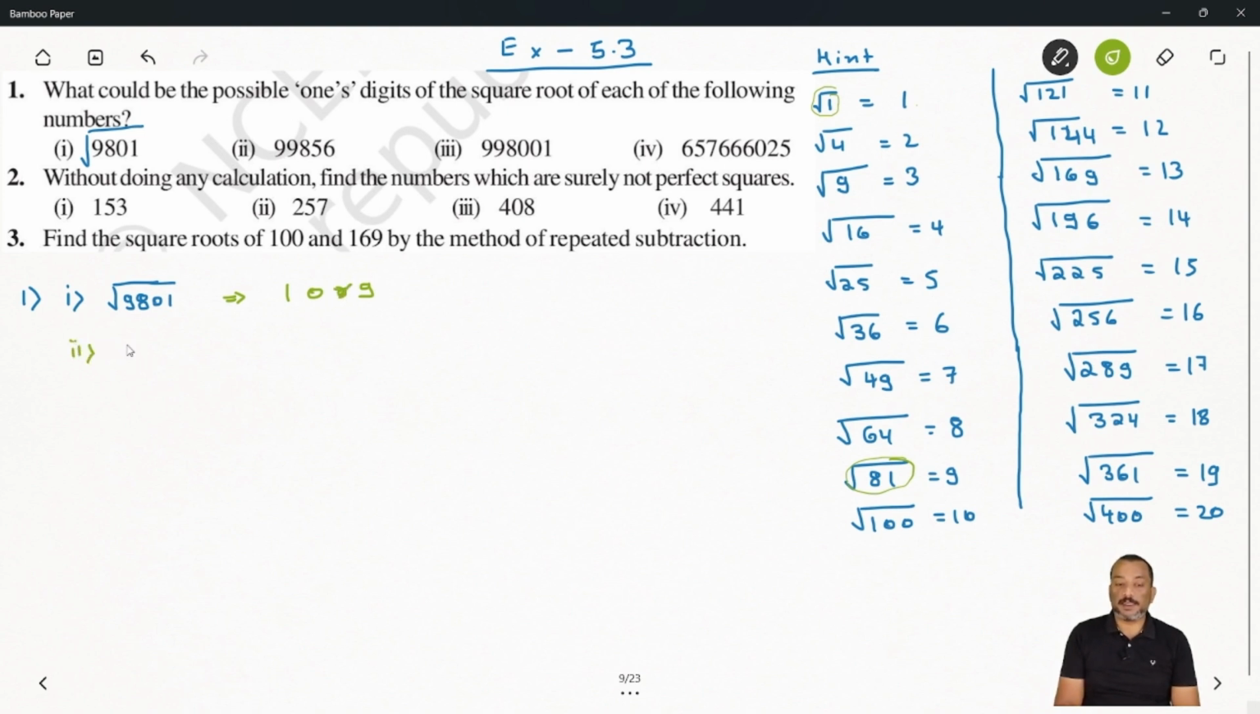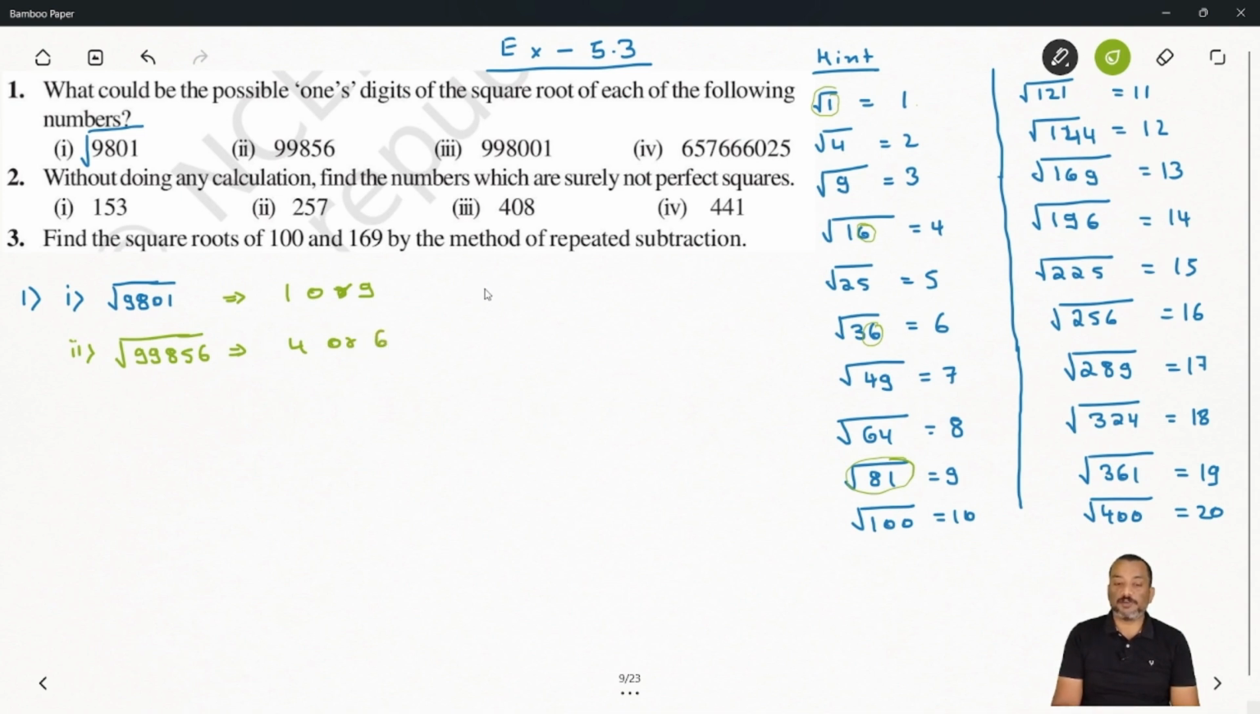The second one is saying if we do the square root of 99,856. Which number is at the one's place? 6. If you have a 6 at the one's place in a square root, we will either get 4 or 6. So we can say here 4 or 6.